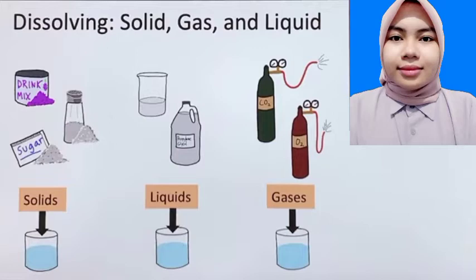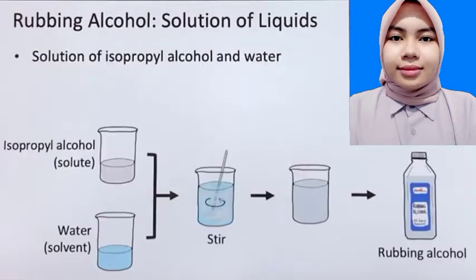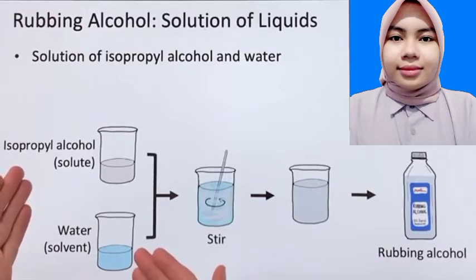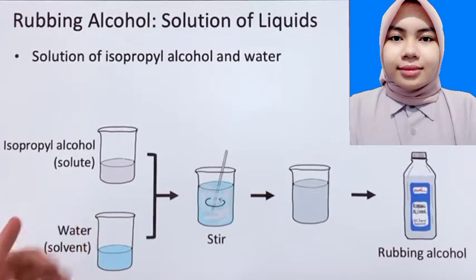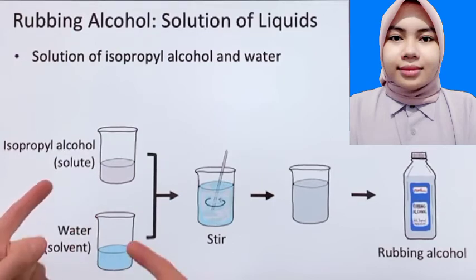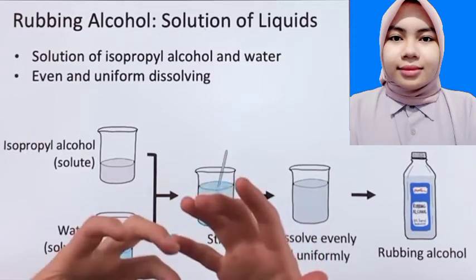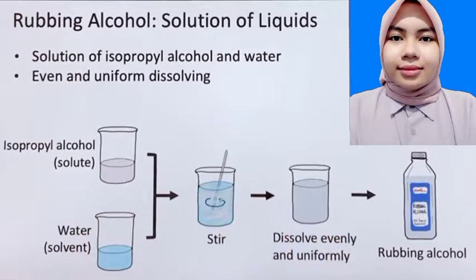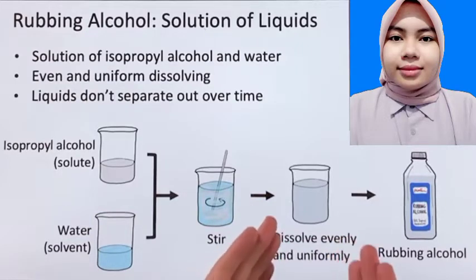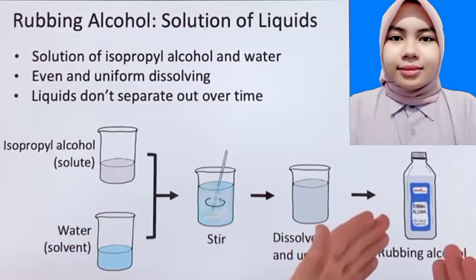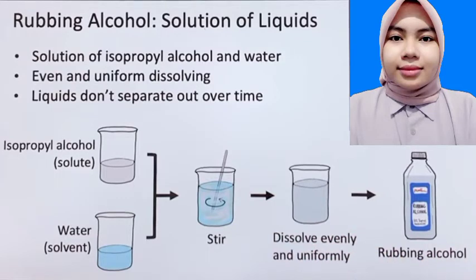So now let's look at examples of some of these other solutions. Here is an example where we make a solution by mixing two liquids. Rubbing alcohol in your medicine cabinet is a solution of isopropyl alcohol mixed with water. These are two different liquids. You can stir them together and they spread out into each other, dissolving evenly and uniformly. The liquids don't separate out over time, so the rubbing alcohol that we end up with is a solution.